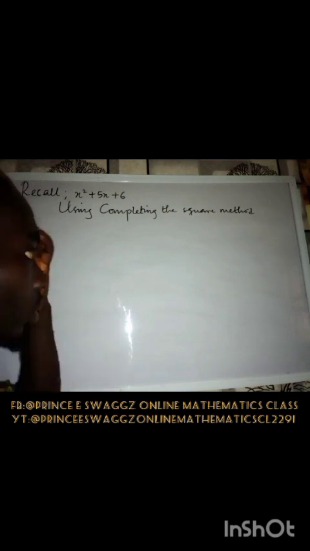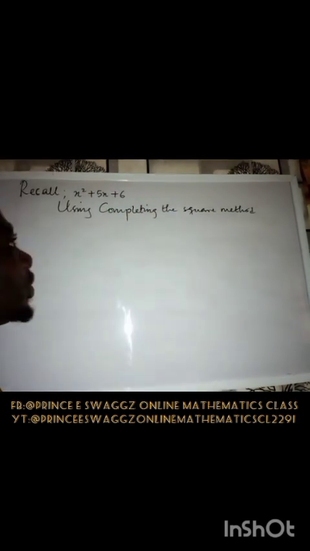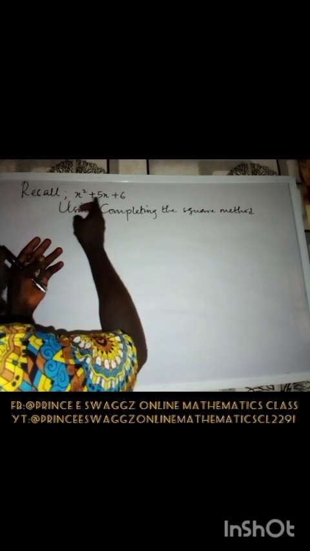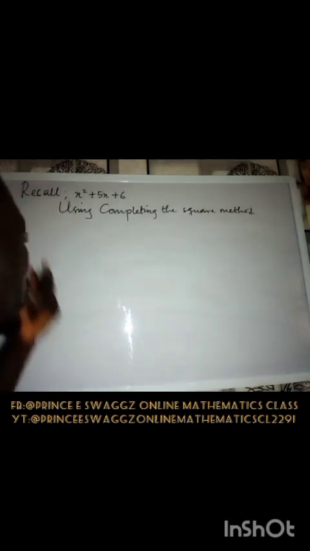The first thing I need to check is the coefficient of x squared. Once the coefficient of x squared is 1, then I can proceed to the next step. Since the coefficient of x squared here is 1, I can proceed. But if the coefficient of x squared is more than 1, we have to factorize that coefficient out from these two expressions, that is x squared and 5x. But this is 1, so I can proceed.